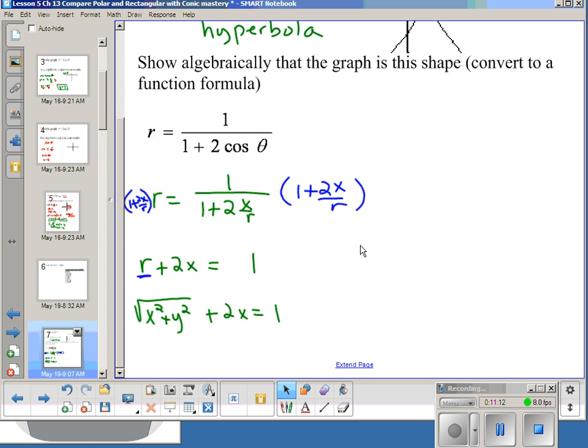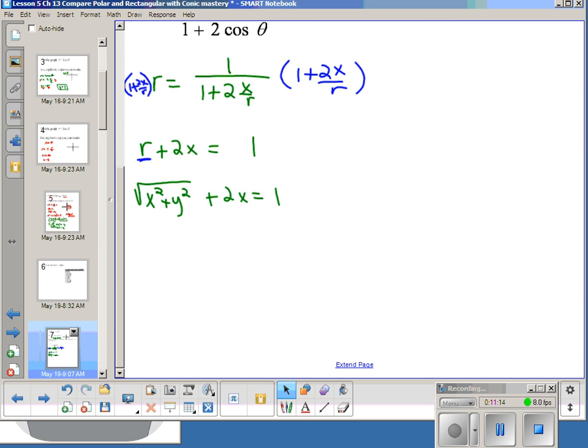I want to see how do I get a hyperbola? I don't have any square roots, so I want to get rid of the square roots. But first, to make it simpler, I'm going to subtract my 2x over. And now when I square, because that's my next step, I want to get rid of this square root.